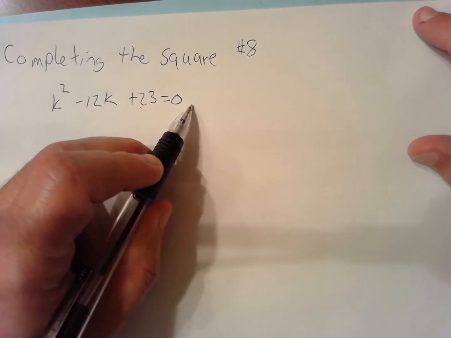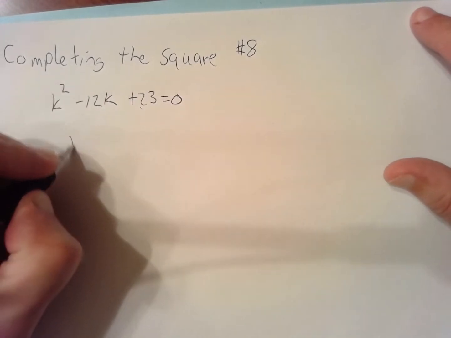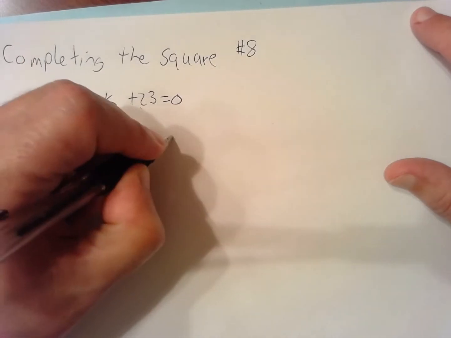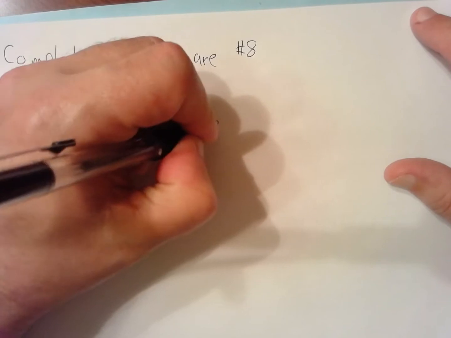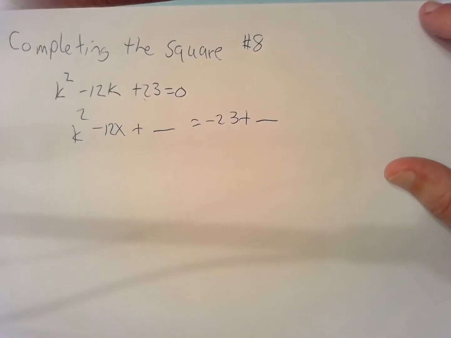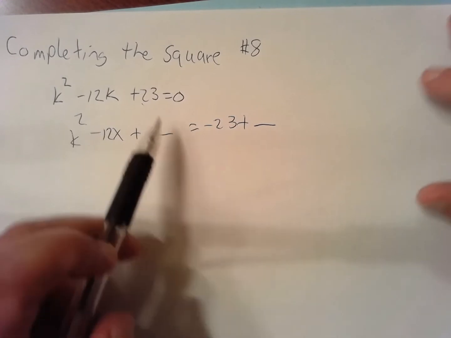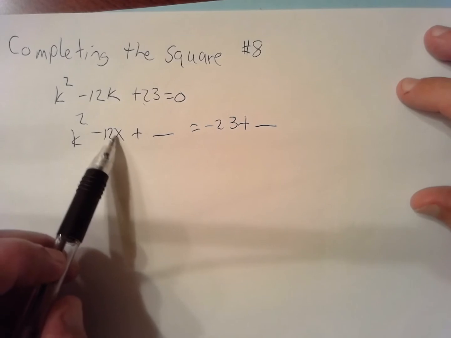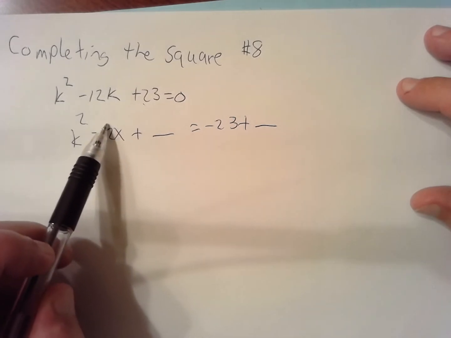Next step, get the constant to the other side. So k squared minus 12k plus blank equals negative 23 plus blank. I always write a plus blank because I know I'm going to be putting something on both sides. What do I put in? I take half of this middle number.